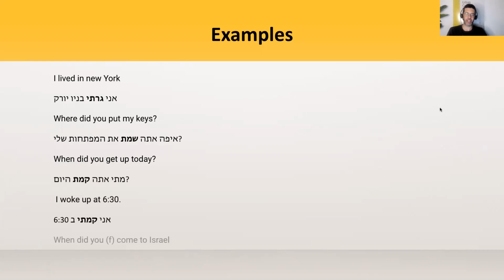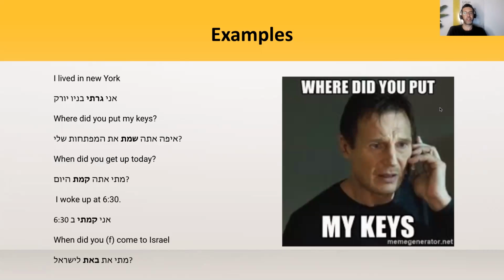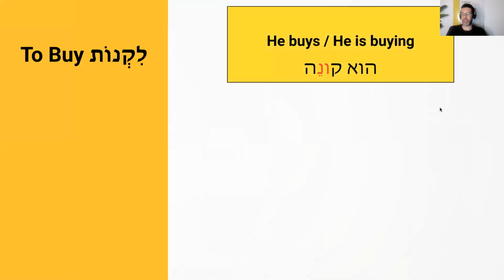אני קמתי ב-6:30. When did you, feminine, come to Israel? ובעברית, מתי את באת לישראל? Let's say it one more time. מתי את באת לישראל? Nice. Where did you put my keys? Yofi, guys.